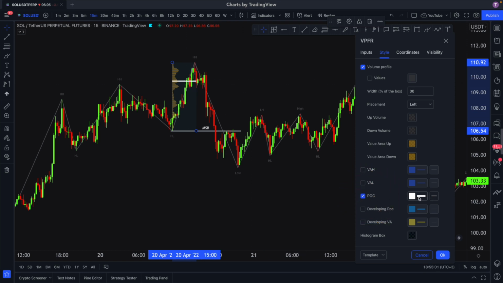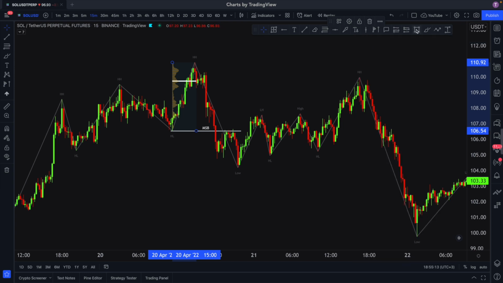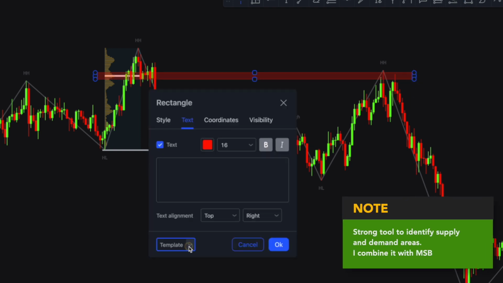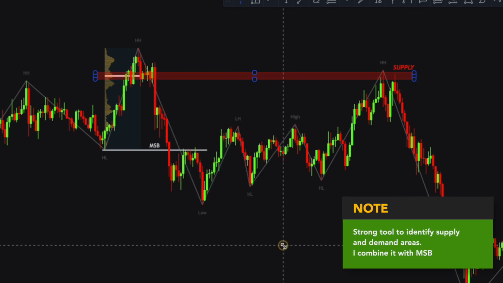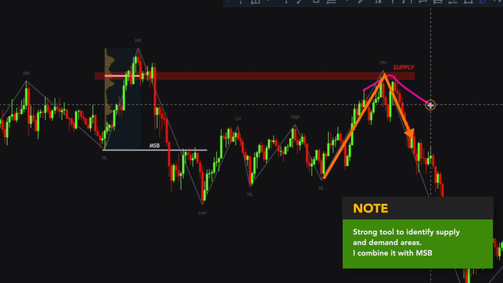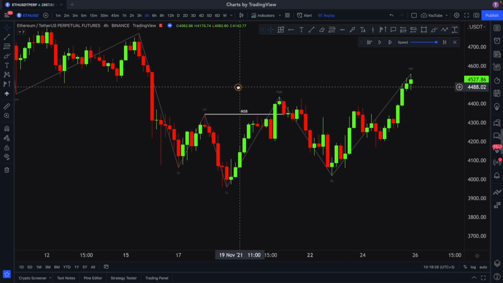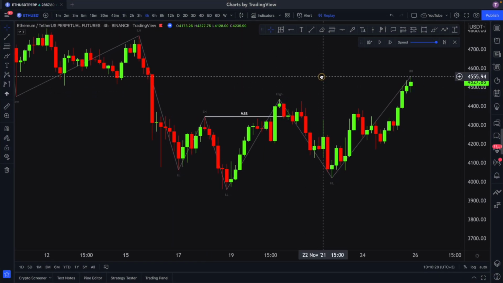I set the colors to transparent yellow and the POC as bright white. As you can see, all other settings are disabled. I do not use them. Let's see a couple of examples of how to use this indicator.